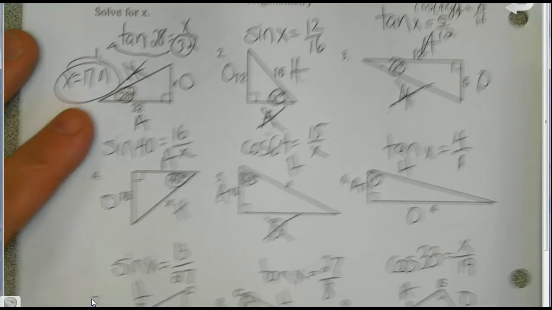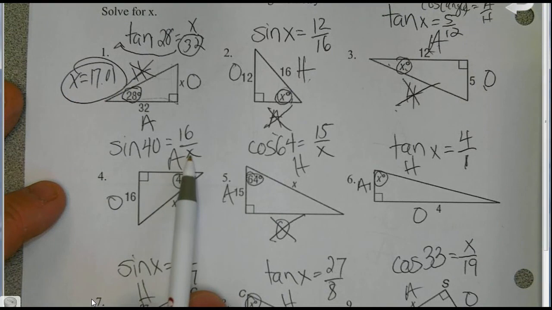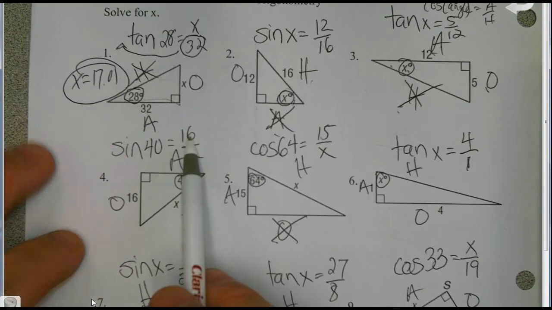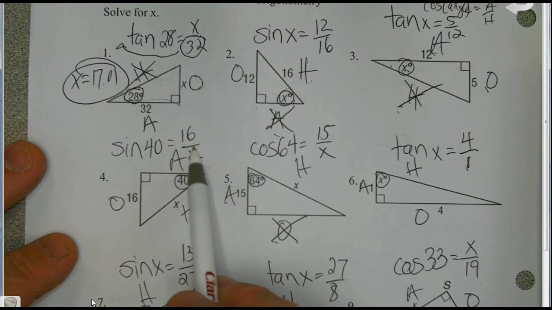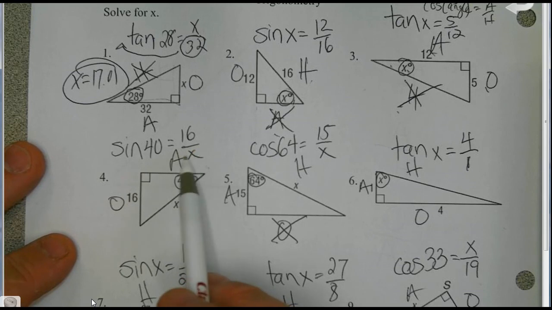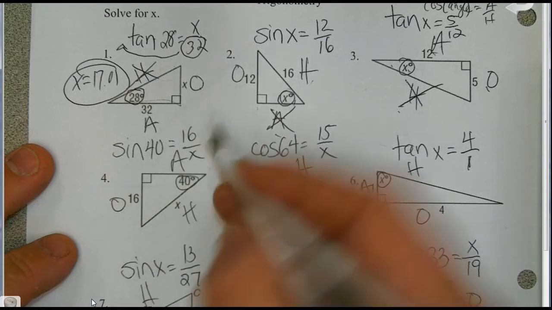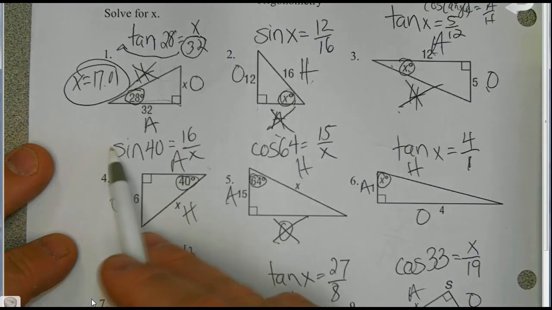Okay, let's look at one where the x is on the bottom. So we're going to go to number 4. Now, when the x is on the bottom, in order to get the x by itself, if there's a 16 on top, we have to divide by 16 to get the x by itself. That's one way we could do it, but that's not the way that we're going to do it. Essentially, the first thing you would do is multiply by x on both sides.